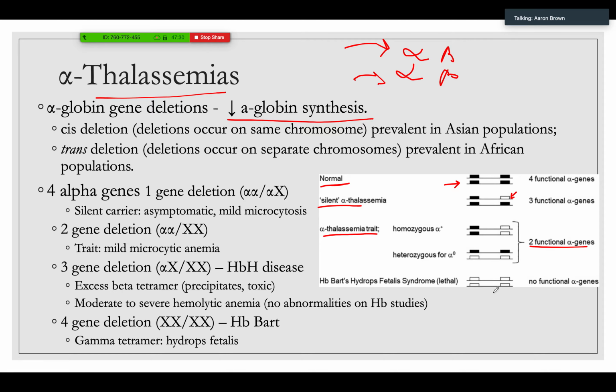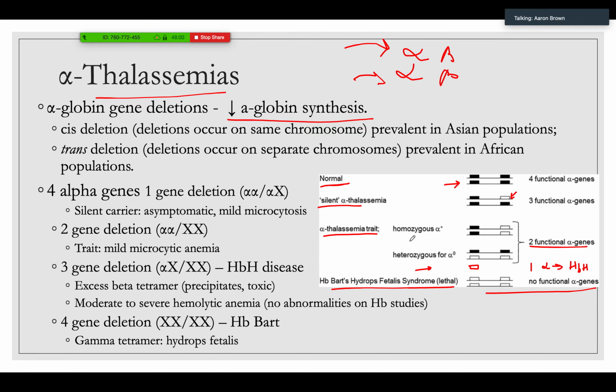If we delete all of our alpha genes, this is called hydrops fetalis. This is lethal in utero. These fetuses usually don't make it to full term. And so what's not here on the diagram, but you can also have 3 deletions where you only have 1 working alpha gene, and that would be our HbH disease. Okay, and so this is going to present with problems. You're going to have some serious problems here. So let's go to the text and see what it says.